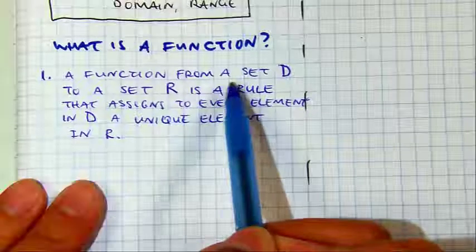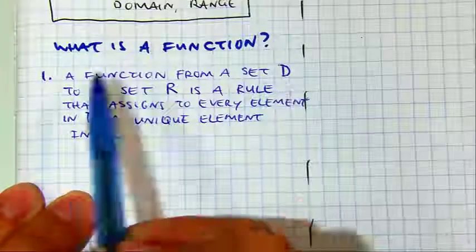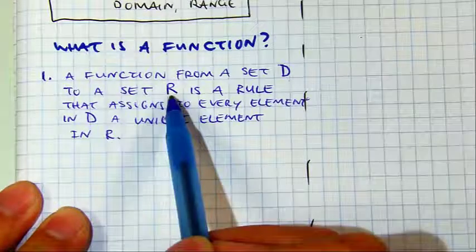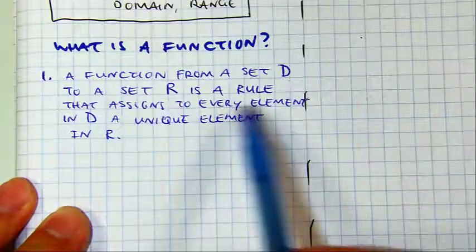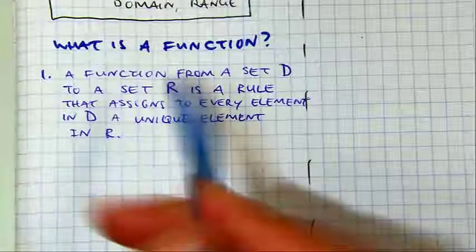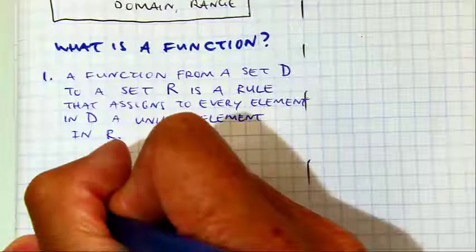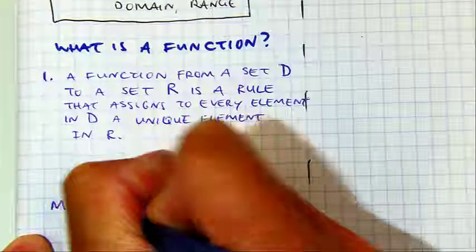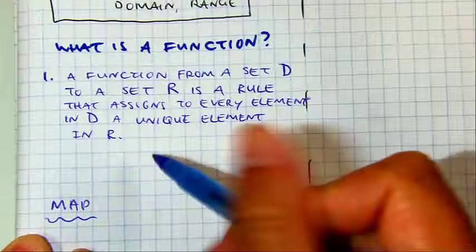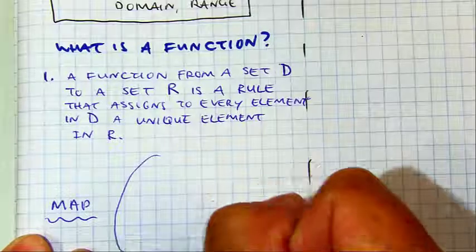A rule that assigns to every element in D a unique element in R. Okay, what does that mean? Draw a definition. This is a map. Let's draw a map. I don't remember my biology. Some kind of cell. I don't know. Jelly bean? Doesn't matter.